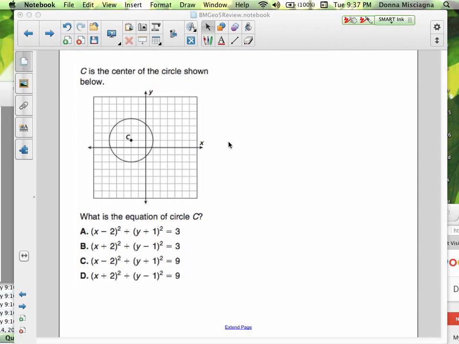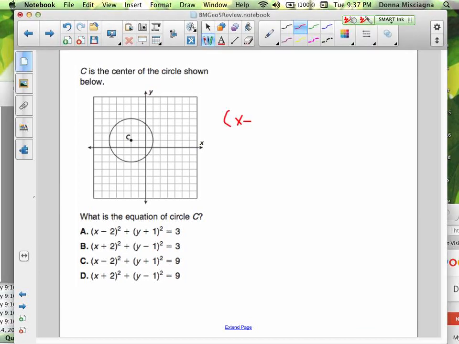Waiting for my pen to write. Spinning ball of death is not a good thing. Any day now. There we go.